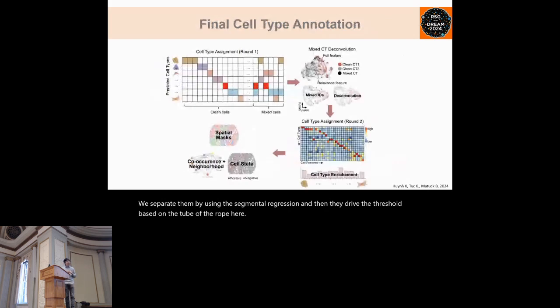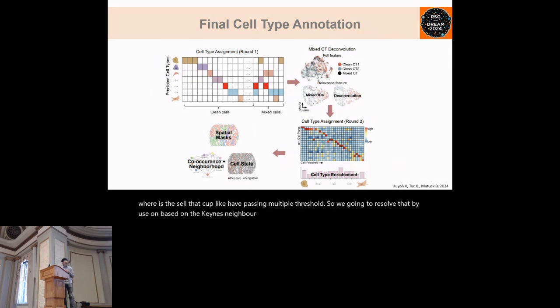And then after that, after we're doing that for all of the cell-type relevance scores, we're gonna have this matrix. This matrix represents the clean cells, which means the cell only passes one threshold, and the mixed cells, which are cells that pass multiple thresholds. So we're gonna resolve that based on the k-nearest neighbors.